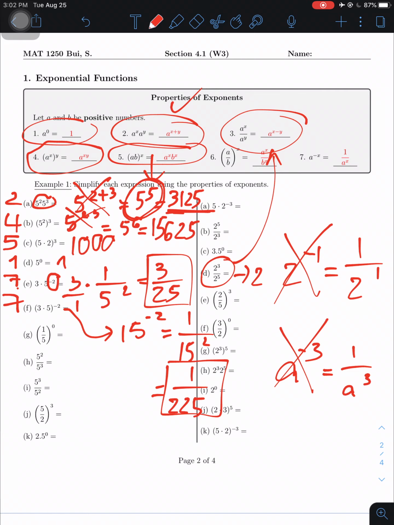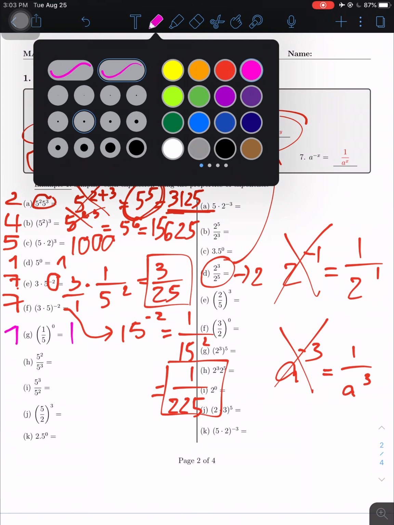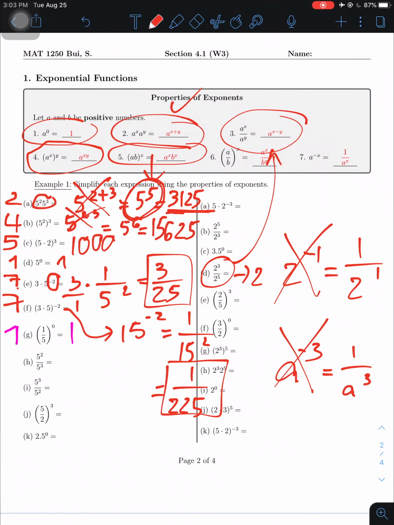Okay, as for G, let me put it in another color because it looks like a mess right now. G is also easy because it's just like D in the sense that anything to the power of 0 is 1. So the answer is 1, solid, right? No explanation. It's just because of the rule. Okay, and for H, this is the case where you have to use property 3. So let me put back red in here. So this is number 3.